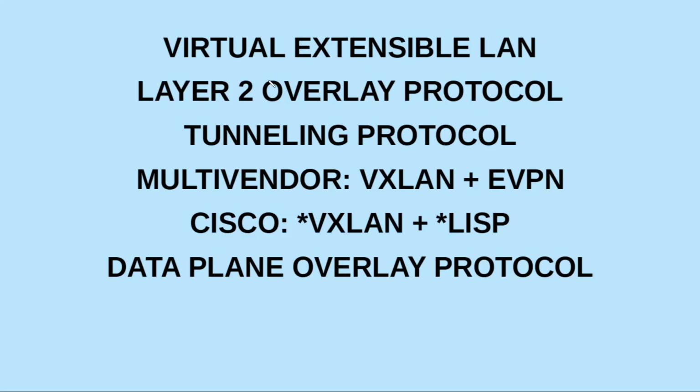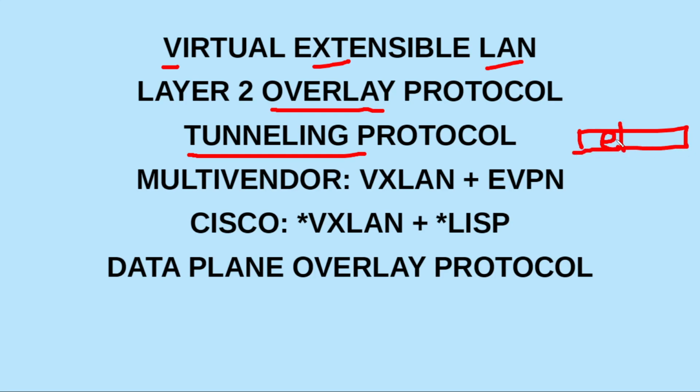This is a summary of what we saw in this session. VXLAN stands for Virtual Extensible LAN. It is an overlay protocol because it requires an underlay protocol up and running in order to work. It is a tunneling protocol because it is going to encapsulate a complete Ethernet frame within an IP packet. We are going to add an IP header, a UDP header, and a VXLAN header.